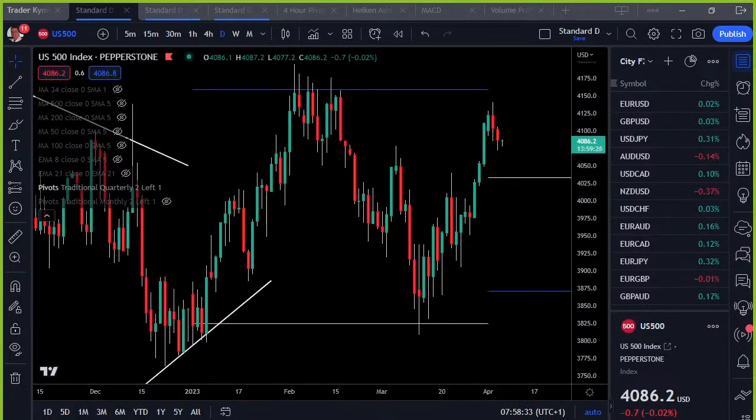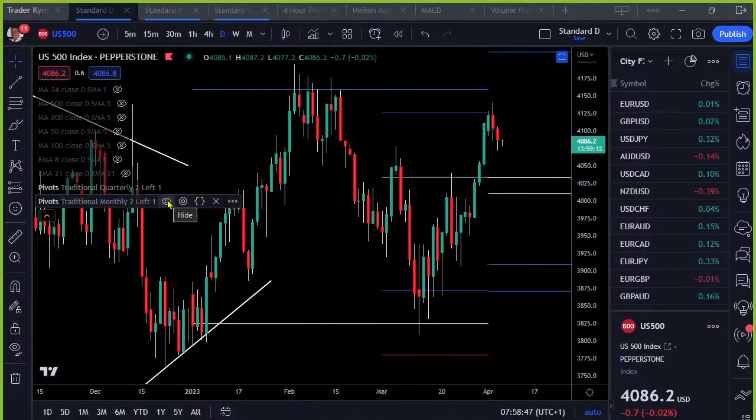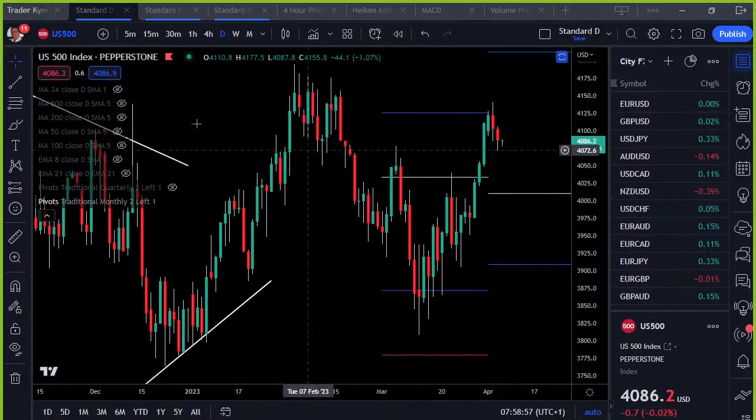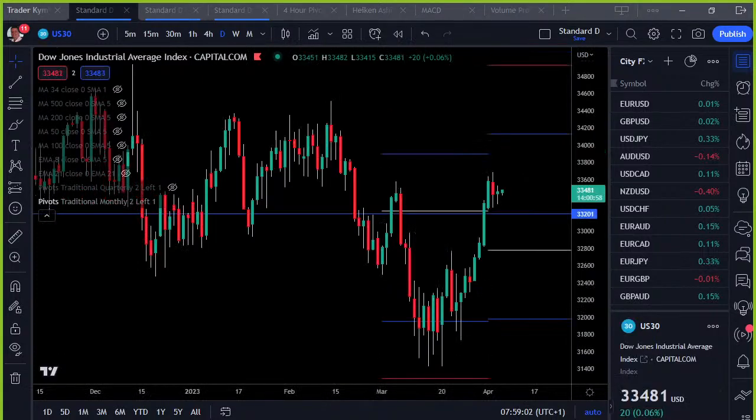The S&Ps, well, two down days on the trot now. We could be heading back for that quarterly pivot. Let's just put the monthly pivot on and hide the quarterly for a moment. The monthly is even lower, so there's a couple of pivots that could draw the price down. There's a lot of uncertainty in these markets, and it's being reflected in price action.